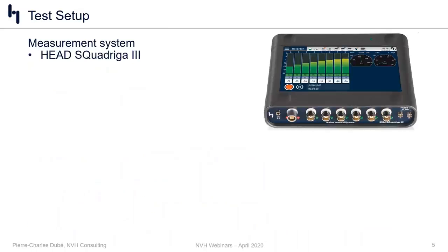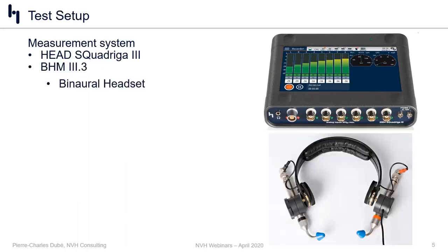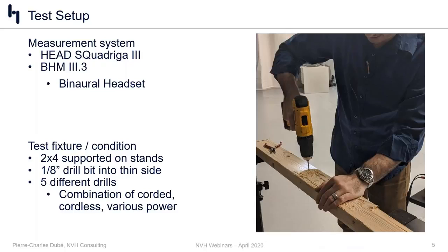In terms of the test setup for this quick little drill project, we used the Head Acoustics Quadriga 3, new 8-channel system, and the BHM 3.3, it's a binaural headset. So I was the binaural head. I was wearing this while drilling holes. So you can see me here drilling holes into this 2x4, again on the short side. And for this project, we had 5 different drills, different combinations of power ratings, torque settings, corded and cordless drills as well.